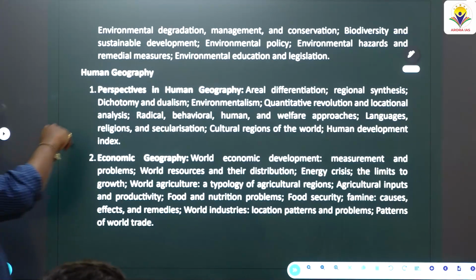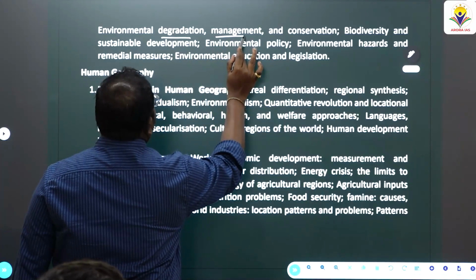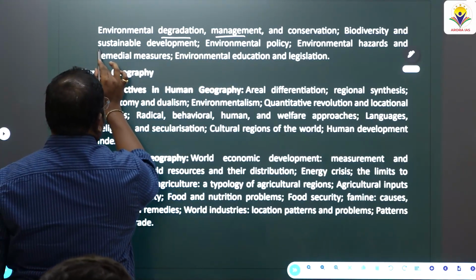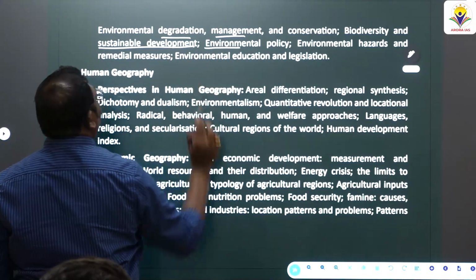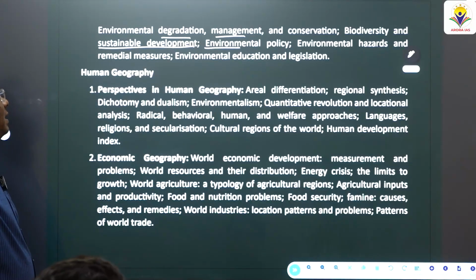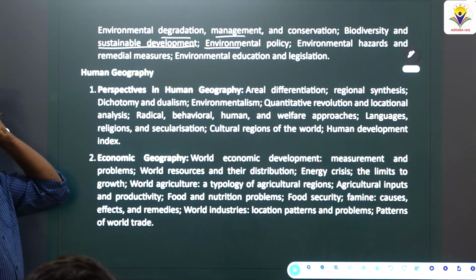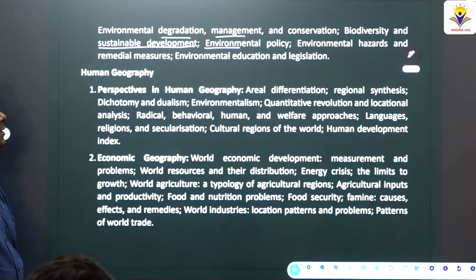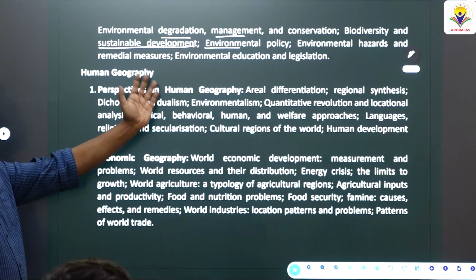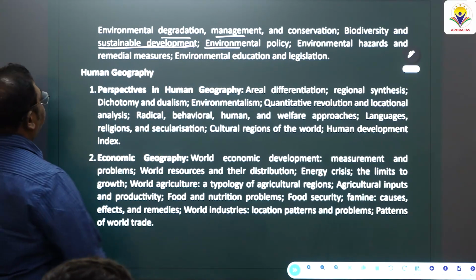Very important. Environmental degradation, management and conservation, biodiversity, sustainable development, environmental policy, environmental hazards and remedial measures, environmental education and legislation, Environmental Protection Act 1986, Forest Conservation Act 1980, Wildlife Protection Act 1972. All this legislation, of course, we will see with respect to India.